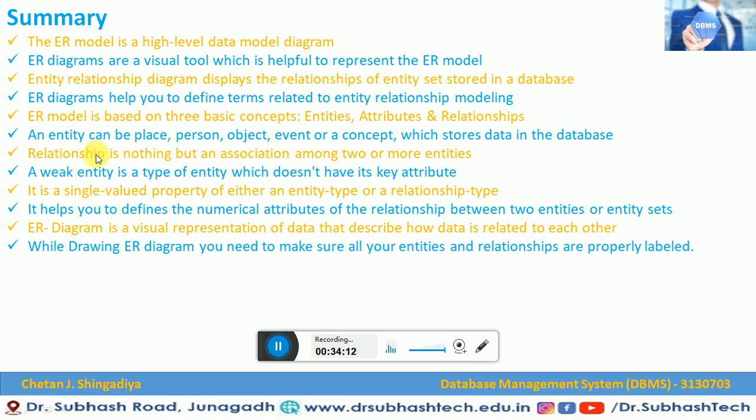We have also discussed the weak entity, which is a type of entity that does not have a key attribute, or a primary key or prime attributes. We also saw the single value properties of either the entity type or relationship type. It helps you to define the numerical attributes of the relationship between 2 entities or entity sets. The ER diagram is a visual representation of data that describes how the data is related to each other. And at the last, while drawing an ER diagram, you need to make sure that all the entities and relations are properly labeled.